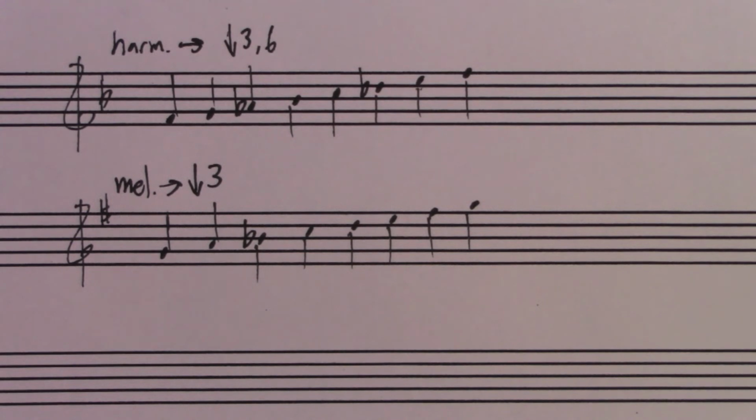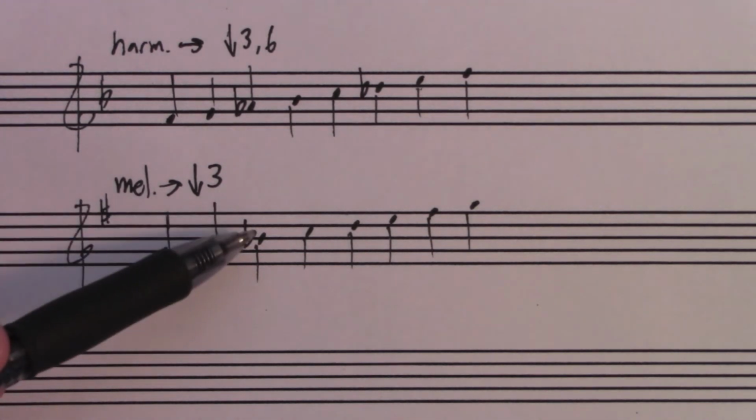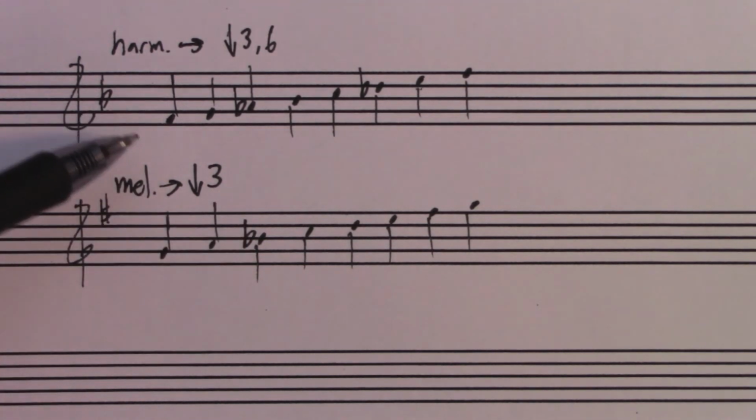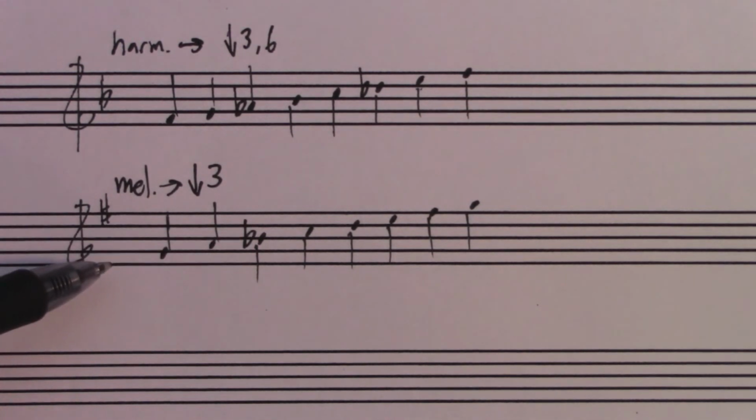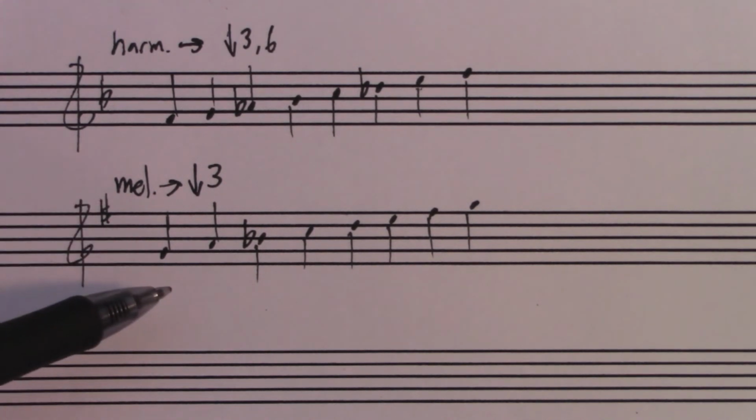Okay. So what scale degree is the most important as far as major and minor? It's that third scale degree. That's what makes it minor. So if you have a major scale, to make it natural minor, lower 3, 6, 7. Harmonic, lower 3, 6. Melodic, lower just 3.